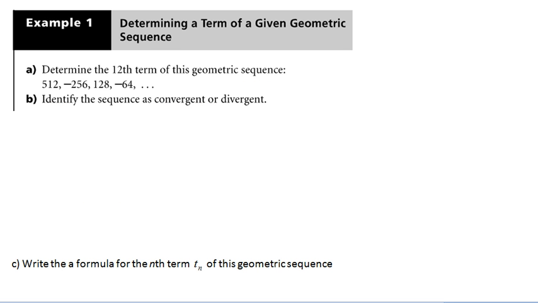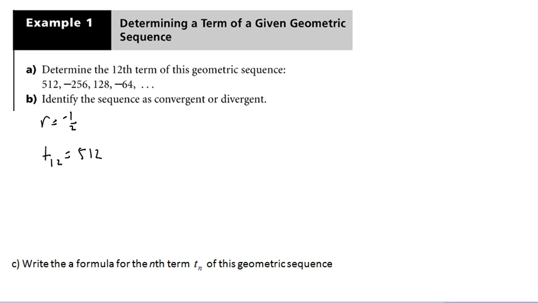Okay, so here's our first example from the book. They want us to determine the 12th term of this sequence. So first thing we can see is that we're multiplying by negative 1/2 every time. So our R is negative 1/2. So our 12th term is going to be 5/12 and then we need to multiply by negative a half 11 times.